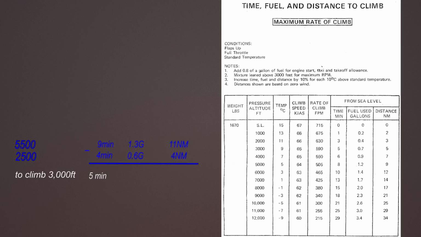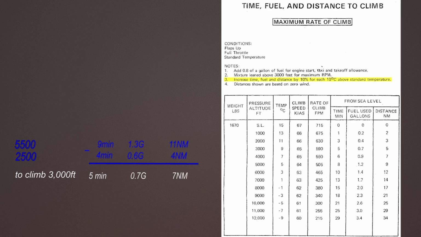So at 5,500, it says that it'll take about 9 minutes to get there. We'll use about 1.3 for fuel, and that'll take about 11 nautical miles to climb there. At 2,500 feet, that's 4 minutes. Let's call it 0.6 for fuel and 4 minutes. So if we go ahead and subtract, that's 5 minutes, 0.7 gallons, and 7 minutes.